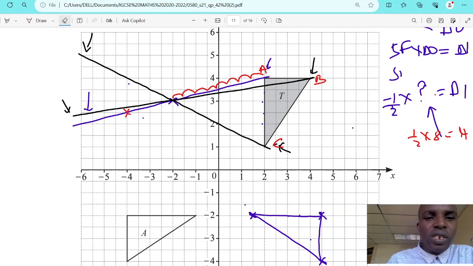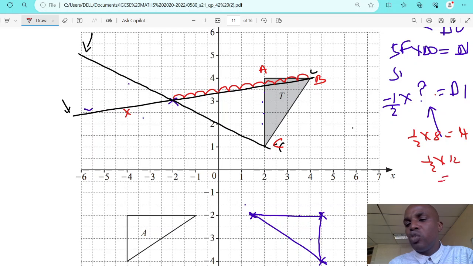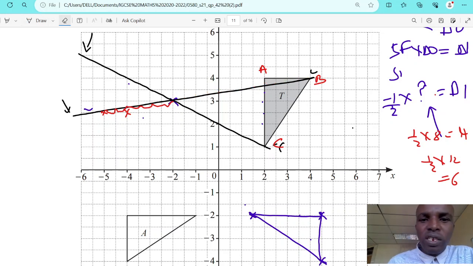All right, let me remove this one, and even the blue line, once I'm done with point A. Now moving on to point B. Let me count the number of boxes to point B: 1, 2, 3, 4, 5, 6, 7, 8, 9, 10, 11, 12. So half times 12 will be 6. 6 boxes on the same line: 1, 2, 3, 4, 5, 6. So it's here somewhere. Then let me remove this one for B, and even the line, because I'm done with B.